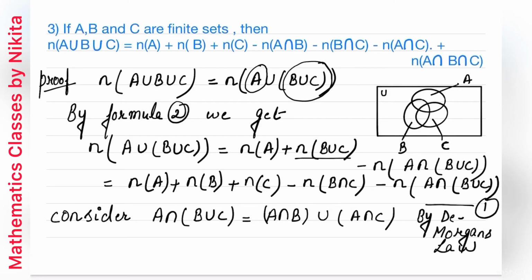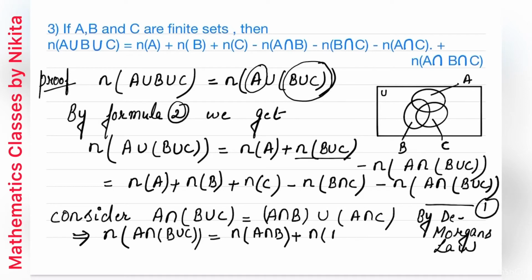Okay, so therefore this implies that the number of elements in A intersection (B union C) will be equal to the number of elements in A intersection B plus the number of elements in A intersection C, and then minus the number of elements in (A intersection B) intersection (A intersection C). Now see this, I know that the operation of intersection is associative, so I can bring A with A together. So A intersection A will become A only.